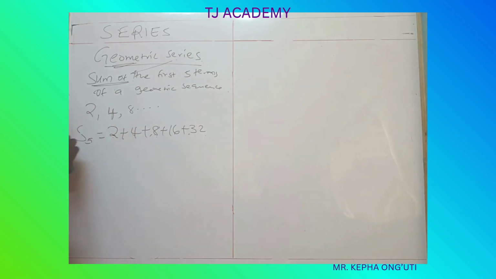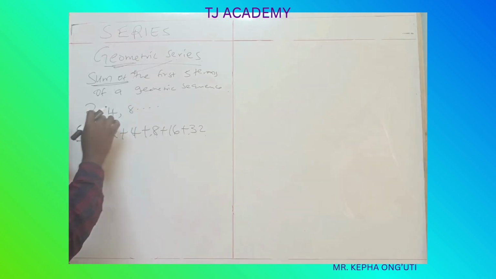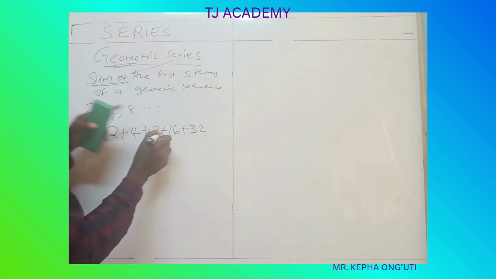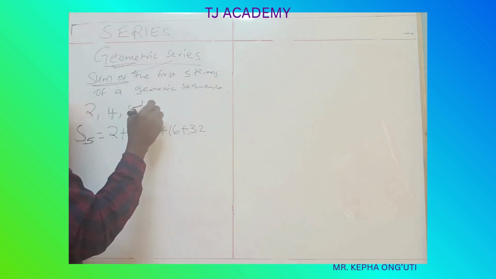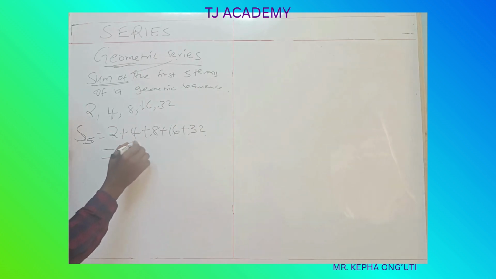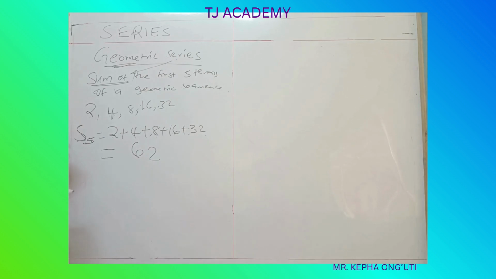And remember our pattern that I gave, which is 2, 4, 8. If I find the sum of the first 5, then I have to add the first 5 terms. So here we have 3, and I have to add the next 2 of them to be 5. So 2 plus 4 plus 8 plus 16, and then we have 32 here. When I add this, I will get 62, because 2 plus 4 is 6, plus 8 is 14, plus 16 is 30, and then plus 32, which is 62.